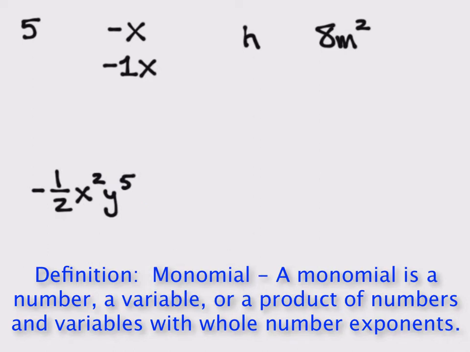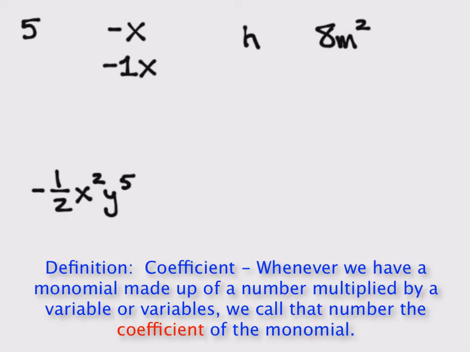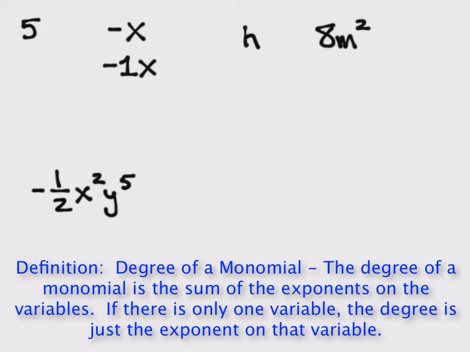All right, now let's define a coefficient. Whenever we have a monomial made up of a number multiplied by a variable or variables, we call that number the coefficient of the monomial. One more definition, the degree of a monomial. The degree of a monomial is the sum of the exponents of the variables. If there's only one variable, and often there's going to be only one variable, it's just the exponent on that variable.